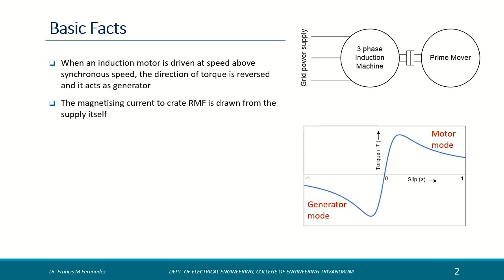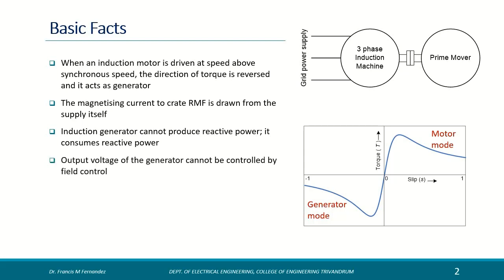The magnetizing current to create rotating magnetic field in the machine is drawn from the supply itself. Induction generator cannot produce reactive power. It actually consumes reactive power. One major difference of induction generator compared to the synchronous generator is that the voltage cannot be controlled by field control or anything inside the machine. The terminal voltage is decided by external components or the system.